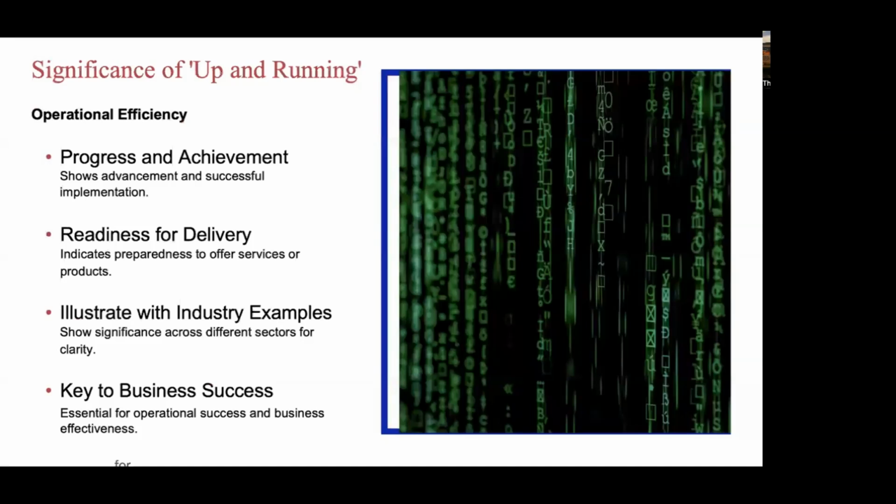Let's look a little closer. The significance of up and running. In this case, focusing on operational efficiency. Progress and achievement. This shows advancement and successful implementation. Readiness for delivery. Indicates preparedness to offer services or products. Illustrate with industry examples. Show significance across different sectors for clarity. Key to business success. Essential for operational success and business effectiveness.